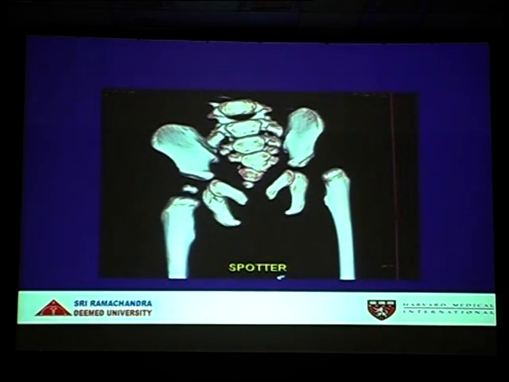This is also a 3D reconstruction of the pelvis, CT. What do you see here? Very good, what you pointed out. See here, this is the acetabulum. Here the femoral head is seen within it, but what has happened? It has come out. So what is the diagnosis? Developmental dysplasia of the hip. This is a typical developmental dysplasia of the hip.